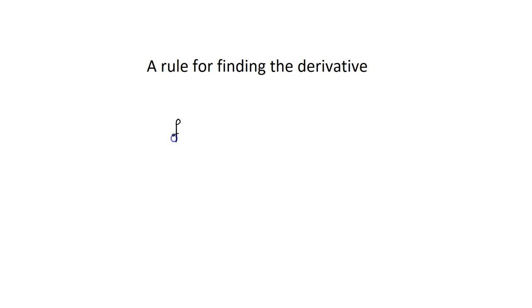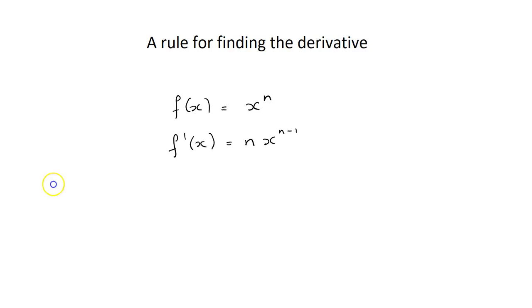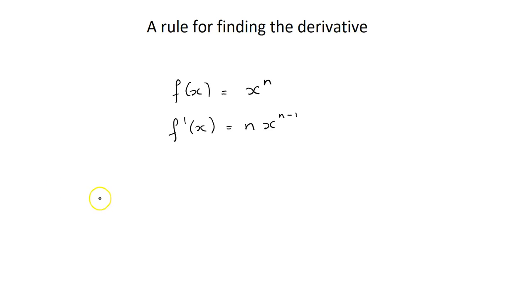If we have a function of x which contains x to a power, then the derivative of the function of x follows this formula here. So the power comes down as the multiplier or the coefficient of the x term, and the power drops by 1. Let's do an example to see how this works in practice.